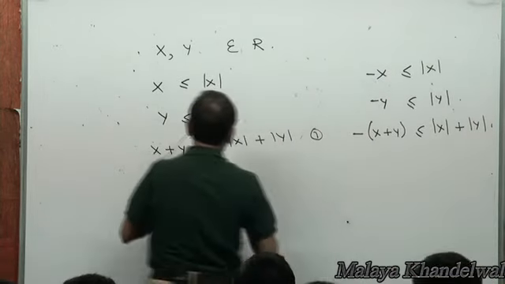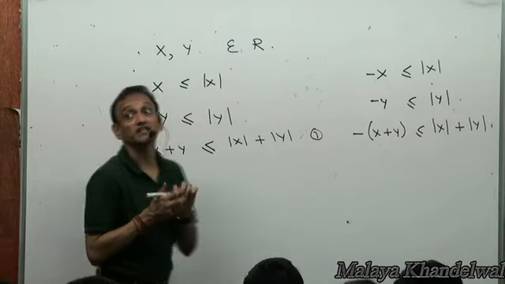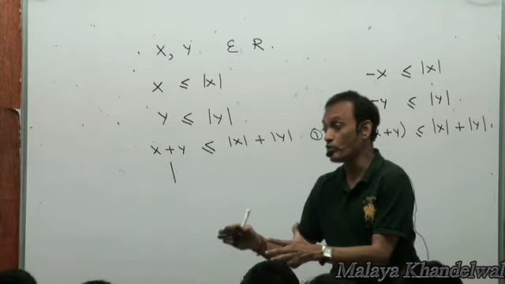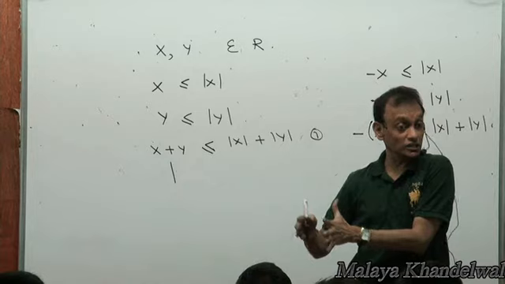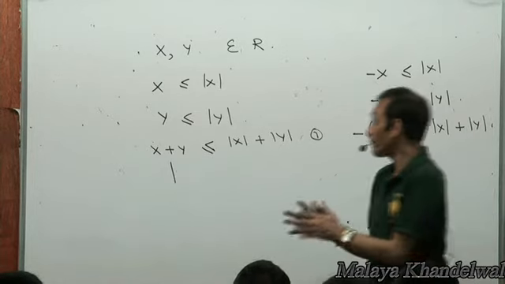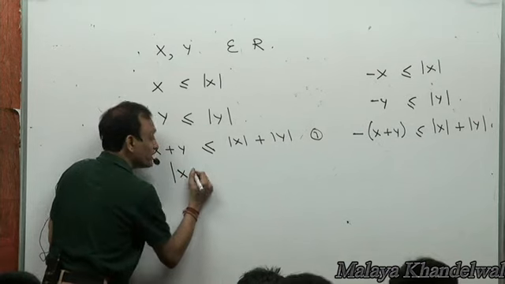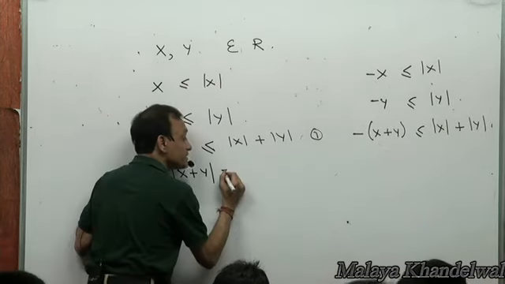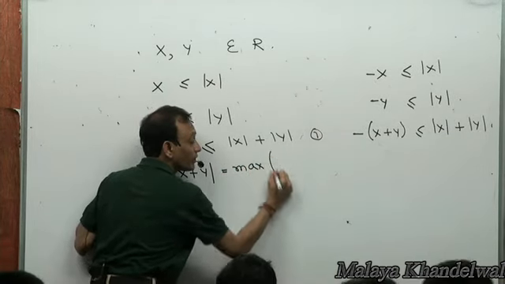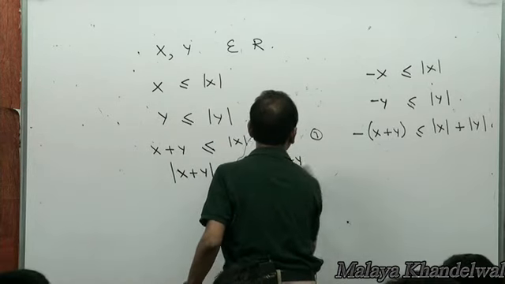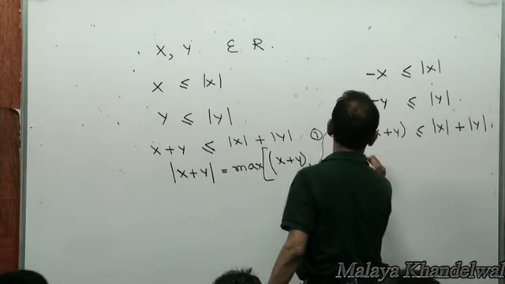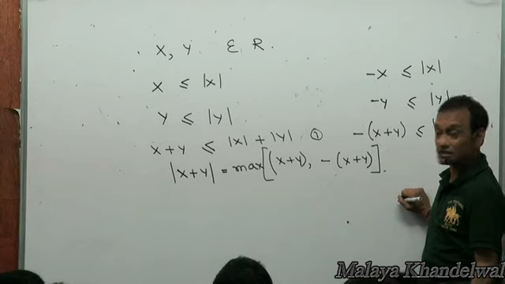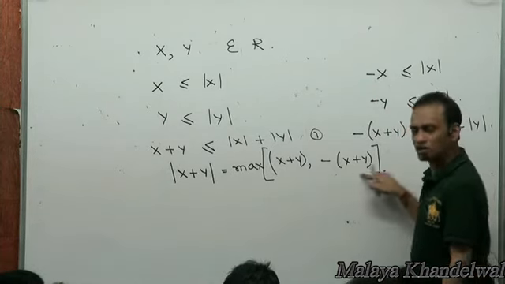Now, okay, from what we did, I tell you mod x is the maximum of x comma minus x, the larger of x and minus x. That's mod x. So can I say mod of x plus y is the larger of x plus y and minus of x plus y? Can I say this? Mod of x plus y will be the larger of these two numbers?